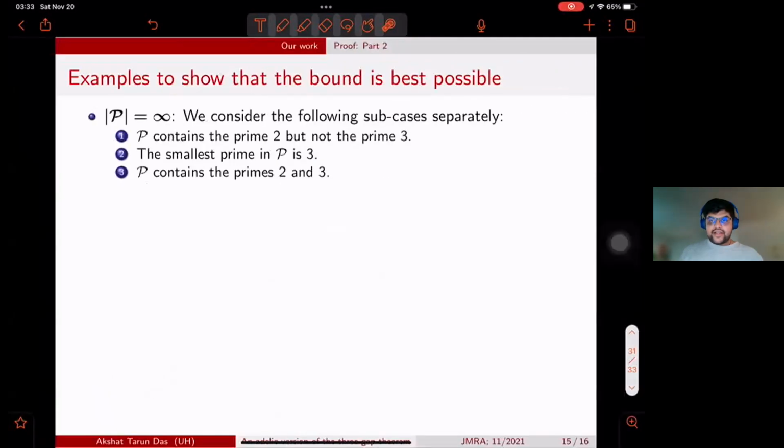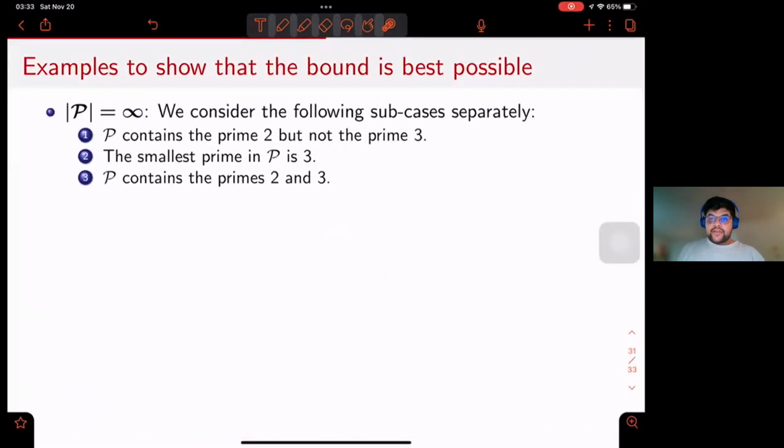All right, and finally, we have the other case where the set of primes could be anything, so it's infinite. In that case, we have to divide everything into 4 different subcases. The first one is where the prime 2 is contained in P, but 3 is not. The second is when the smallest prime in the set P is 3, so 2 is not there. The third one is that both 2 and 3 are there along with other primes. Again, in our paper, we have distinct examples for all these 3 cases.